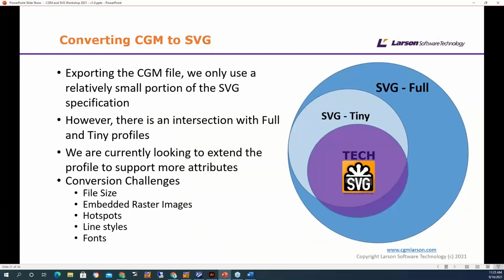So just from a more technical point of view, this gives you some idea of what we're using of the spec for Tech SVG. There's kind of an overlap between the two. So we're using a relatively small portion of the spec, but we will be extending out to support more attributes in the future as our experience grows.